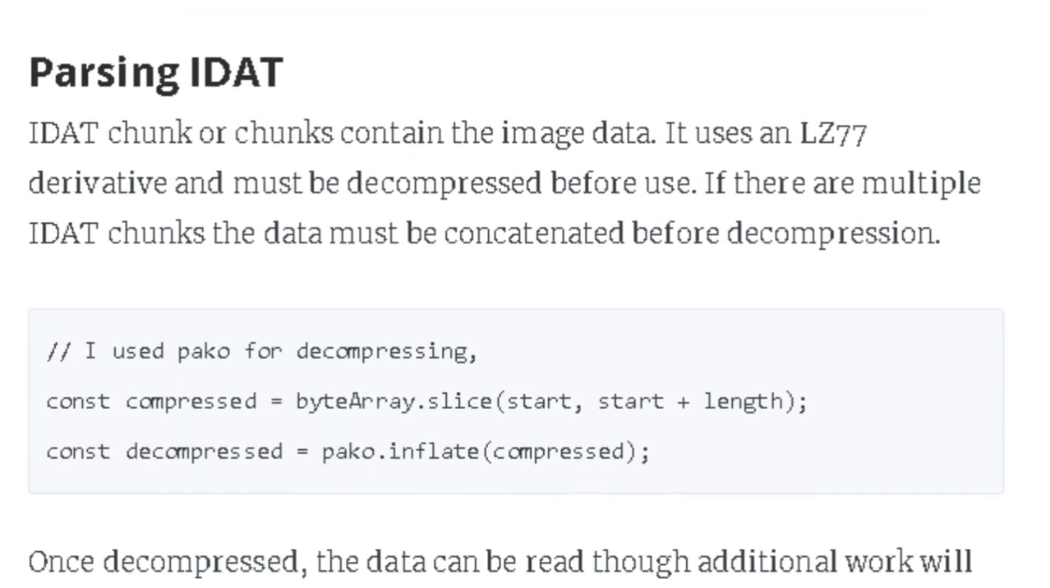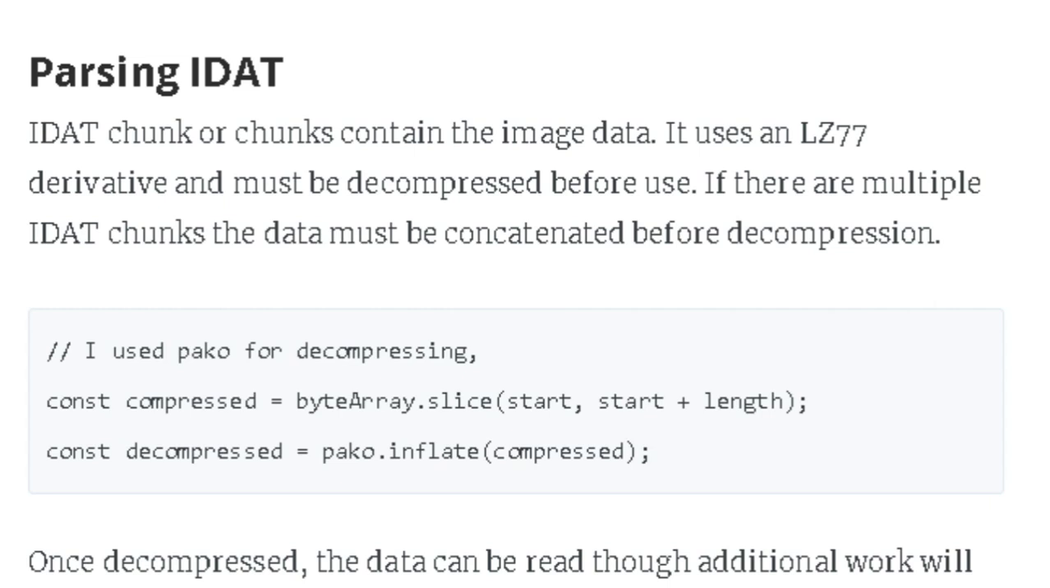Parsing IDAT. IDAT chunk, or chunks, contain the image data. It uses an LZ77 derivative and must be decompressed before use. If there are multiple IDAT chunks, the data must be concatenated before decompression. Okay, so that's an important aspect that I don't think I realized. You gotta take all the IDAT chunks and concatenate them together before you decompress it.